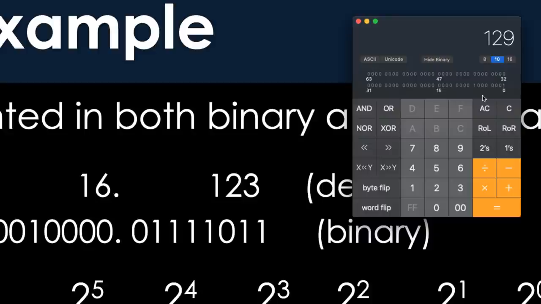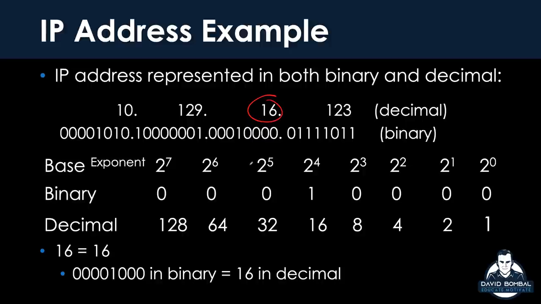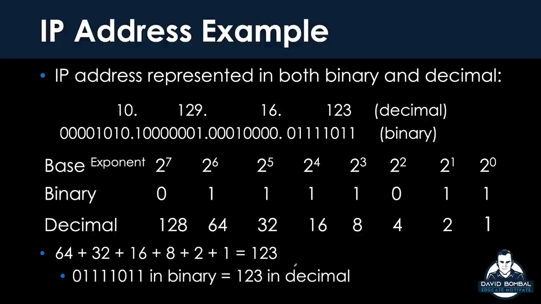You could always use a calculator once again to check your work. So 129 in decimal equals that in binary. In the exam, once again, you don't have access to a calculator, so you'll need to know this stuff. 16 is fairly easy. 16 is just this binary bit. So that's what 16 looks like in binary. That's what it looks like in decimal. And then we've got 123.